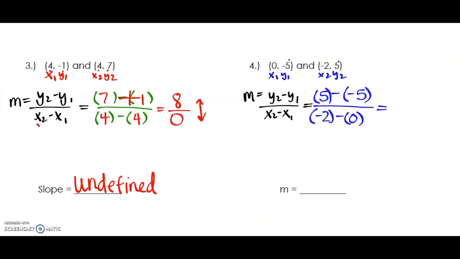Okay, so 5 minus negative 5 is going to give me a 10, and negative 2 minus 0 is negative 2, making our slope negative 5. I hope these were helpful examples.